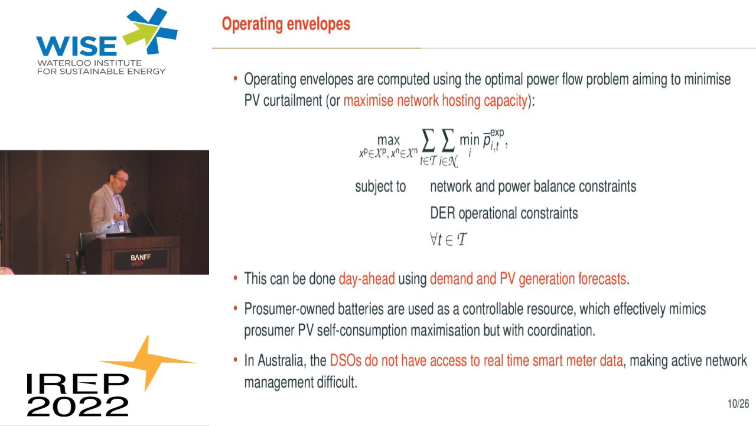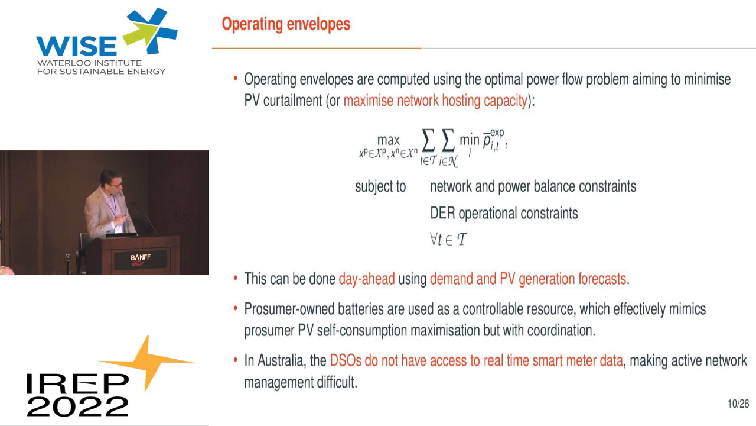They can buy that data for the previous day from the retailers who collect the data, but they don't necessarily have it. Unless in Victoria now, the smart meter coverage is 100%, so every customer has a smart meter, but that's not the case in other states. Which means that DSOs need to compute those operating envelopes with only partial observability of both the networks and also what the customers are doing, and that's a challenge.